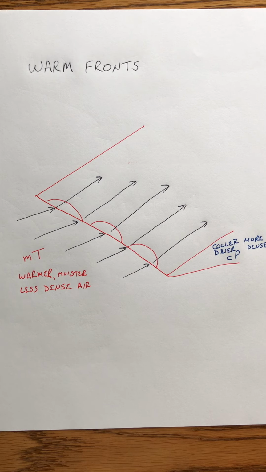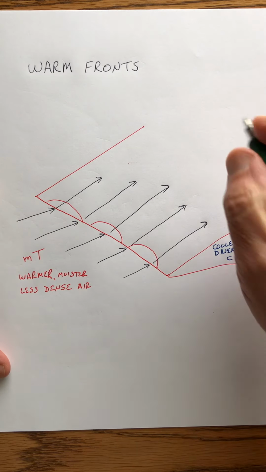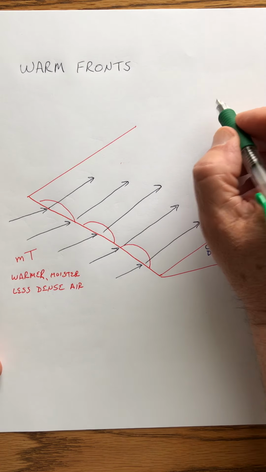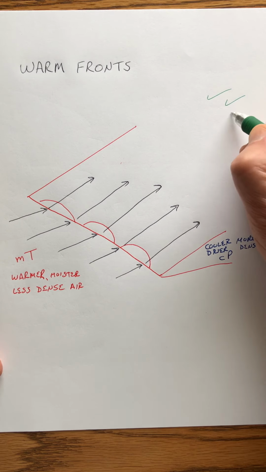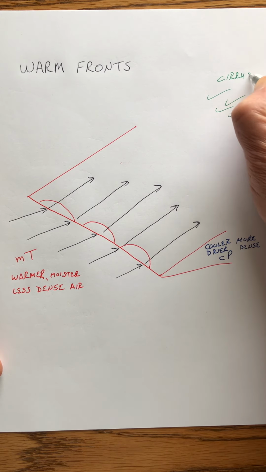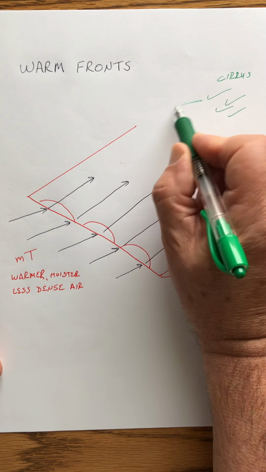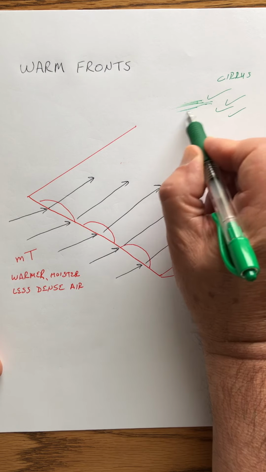And as it does, there's going to be a typical cloud sequence involved with warm fronts. So way out in front, we're going to have cirrus clouds, typically. So cirrus clouds way out there. Those cirrus clouds often are going to thicken into cirrostratus.